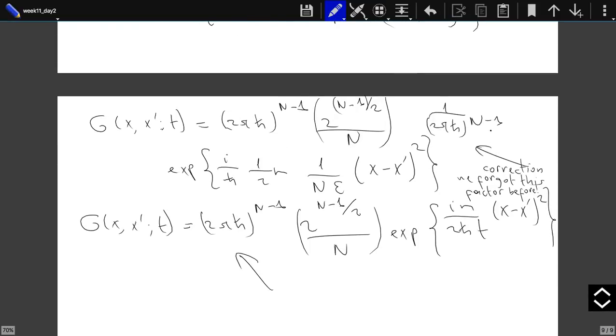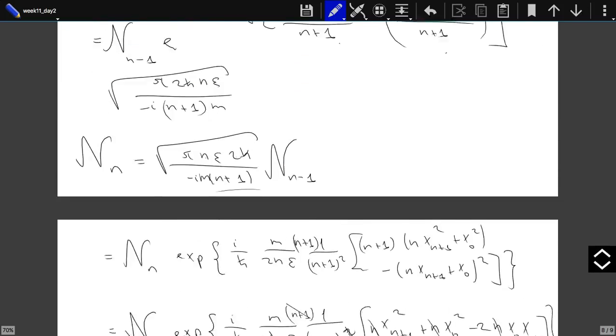So they also cancel each other. So we don't have this 2 pi h bar to the n minus 1. So that is one correction. Now that 1 over n, let's see how many factors of momentum do we have.